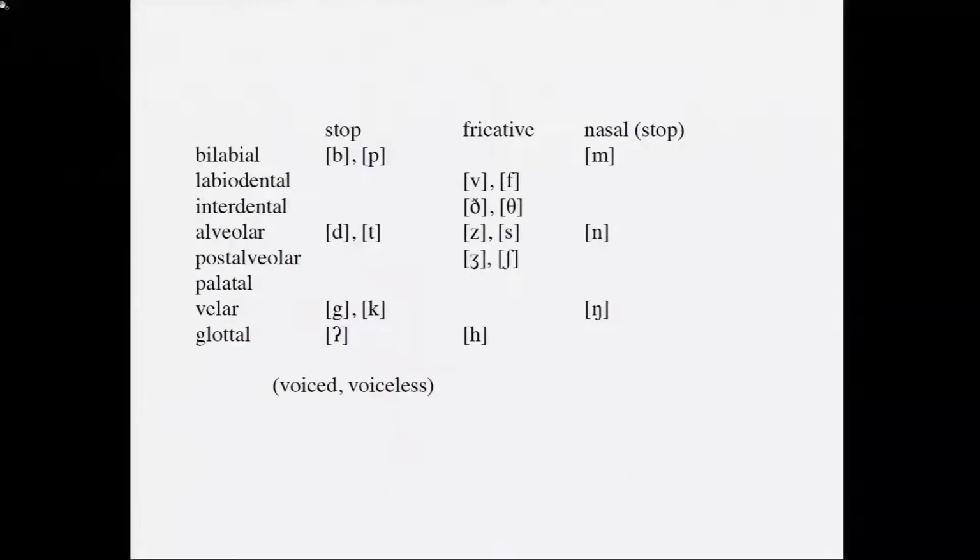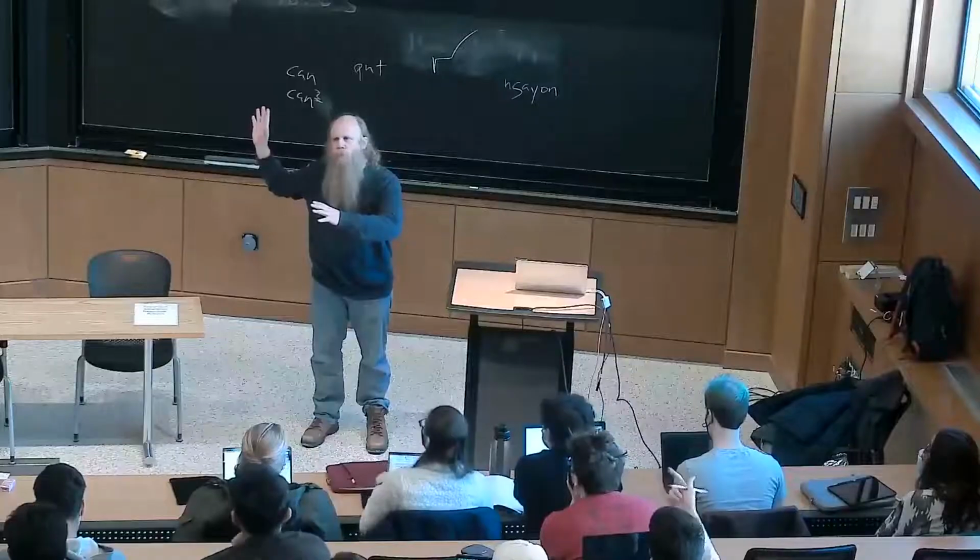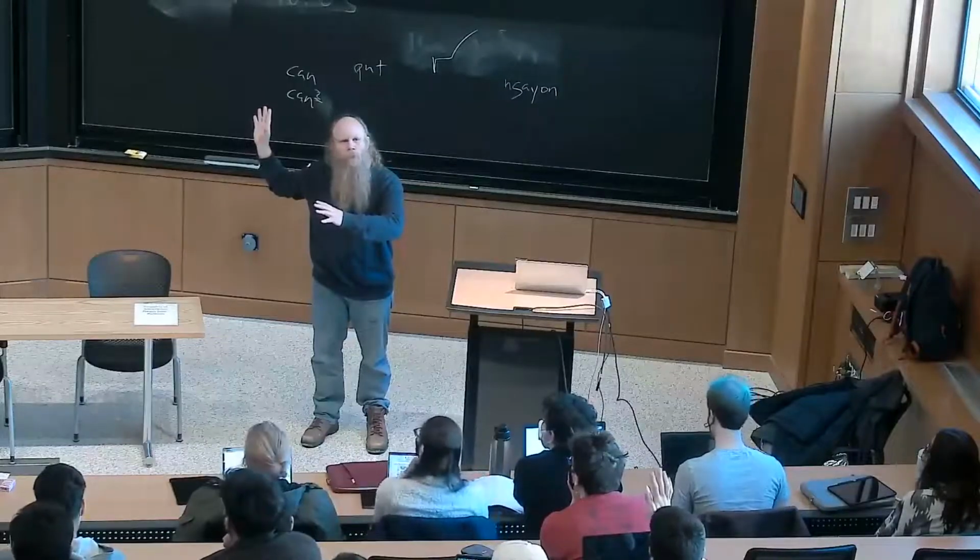Okay, so there's the table again. So we've got stops and fricatives and nasals, nasal stops. Things can be voiced or voiceless. And we've got all those places of articulation over there on the left. Are there questions about any of this? Is anybody looking at this and saying, whoa, this table has grown out of my ability to keep up?